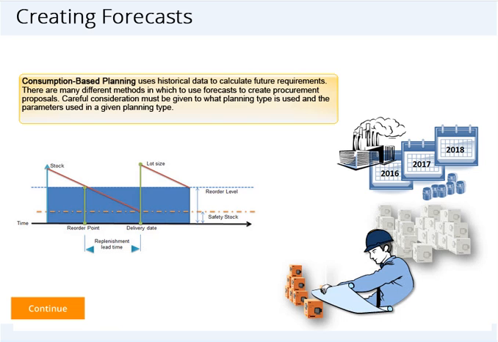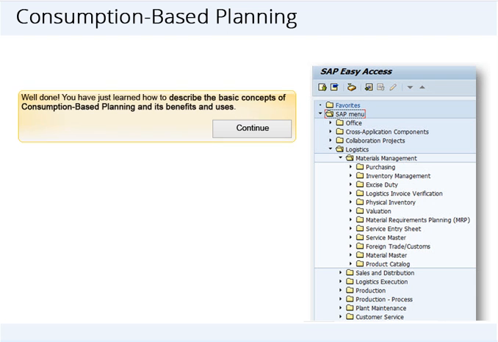Consumption-based planning uses historical data to calculate future requirements. There are many different methods in which to use forecasts to create procurement proposals. Careful consideration must be given to what planning type is used and the parameters used in a given planning type. Well done! You have just learned how to describe the basic concepts of consumption-based planning and its benefits and uses.